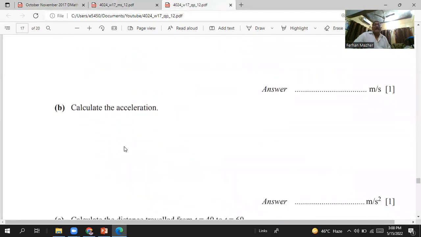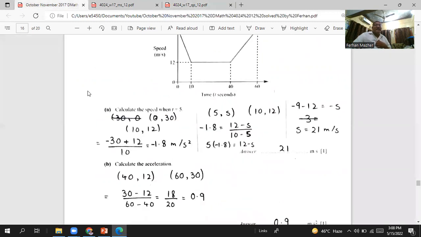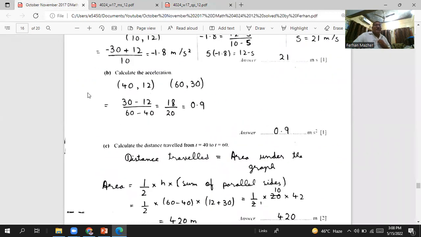Then they say calculate the acceleration. 1 mark question. The acceleration is here. It's (40, 12) and (60, 30). So you just have to apply the formula. Acceleration is equal to y2 minus y1 divided by x2 minus x1. So the points (40, 12) and (60, 30) are where the acceleration happened, so we will use these points.